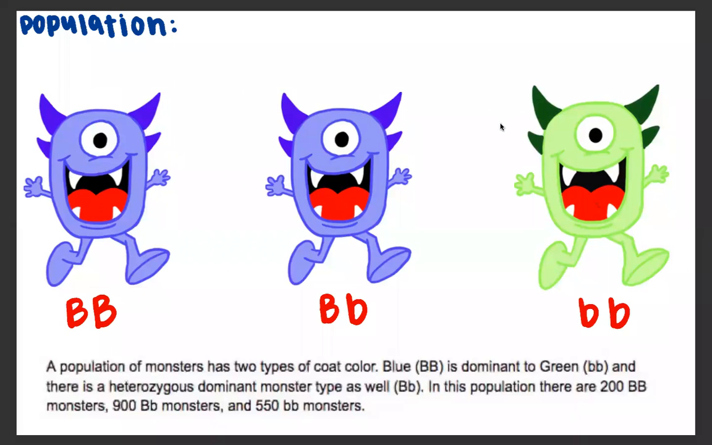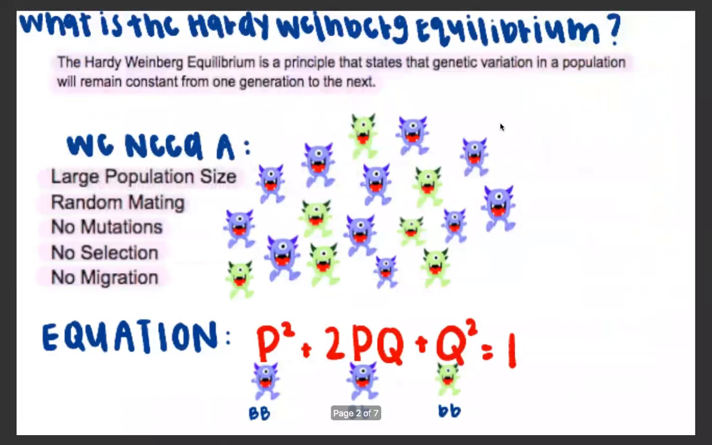In this video, we are going to talk about the Hardy-Weinberg equilibrium, and I will demonstrate how selection violates this principle through an example about monsters. A population of monsters has two types of coat color. Blue, which is big B, is dominant to green, which is little b. And there's a heterozygous dominant monster as well, which is big B. In this population, there are 200 big B monsters, 900 big B monsters, and 550 little b monsters.